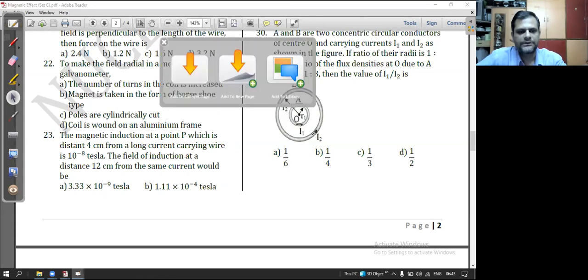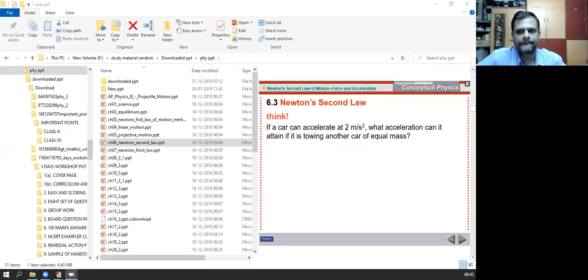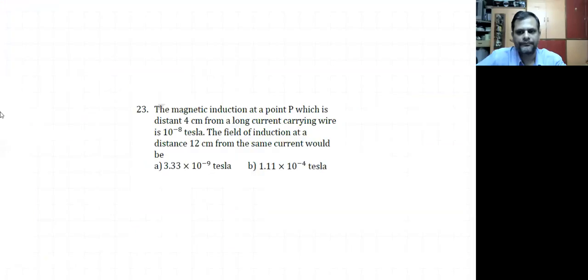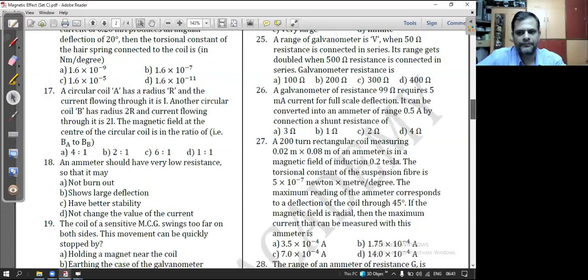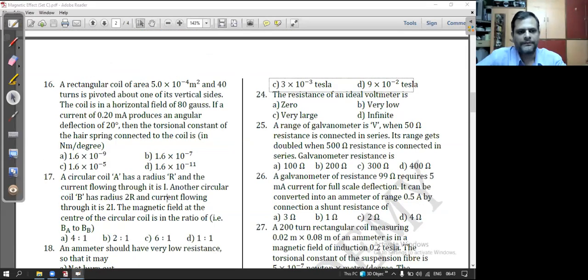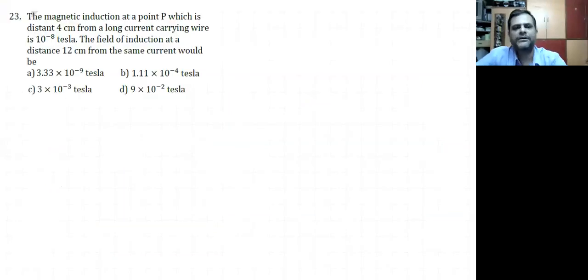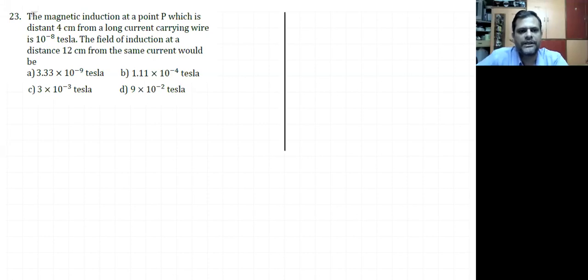See this 23rd question here. Okay, just read it carefully. The magnetic induction at a point P, which is distant 4 centimeter from a long current carrying wire, is 10 raised to minus 8 Tesla. Suppose this is the long current carrying wire and there is a point P here at a distance 4 centimeter.